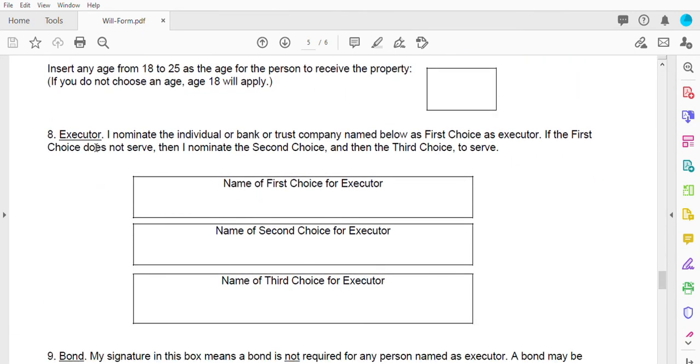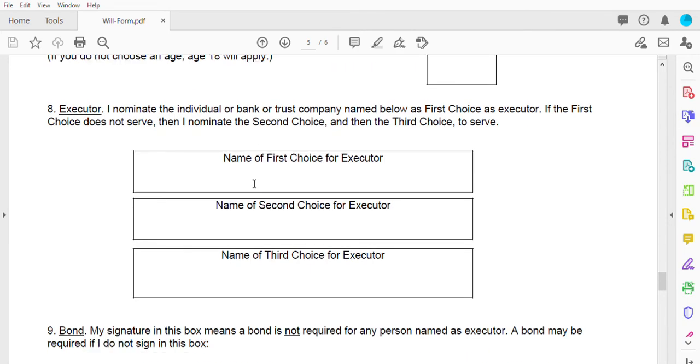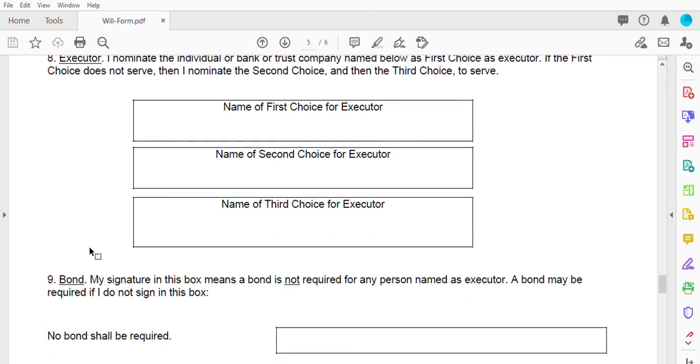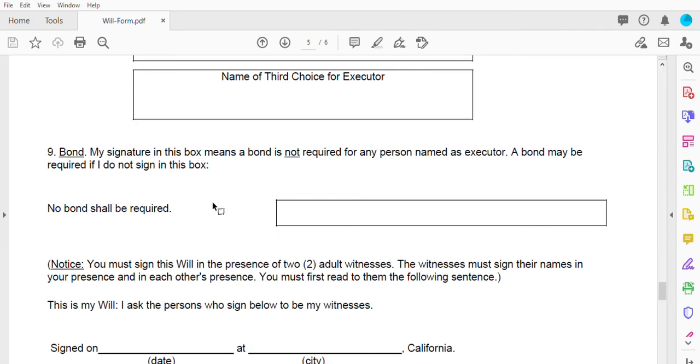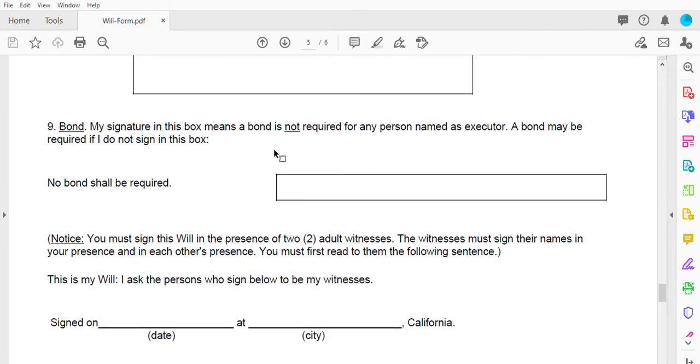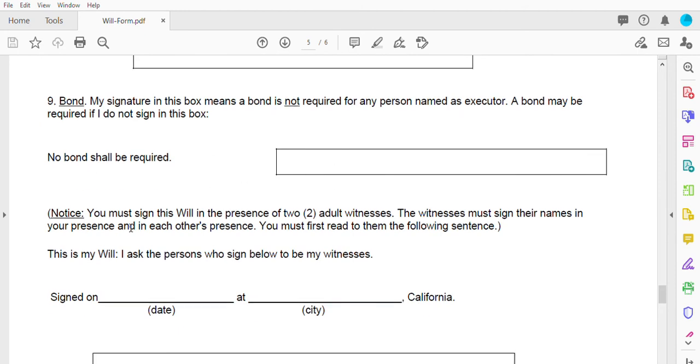Okay, and here's where you nominate your executor. Your executor is the personal agent and responsible for ensuring your will is followed. So again, you want to nominate 3 different people, or at least 2 different people. A bond is typically not required for a will, and this is the way that you can say it's not going to be required. You just say no bond shall be required.